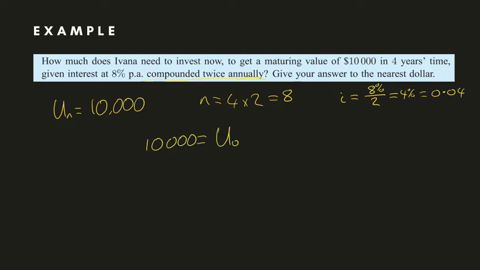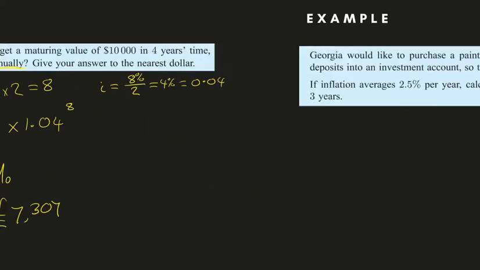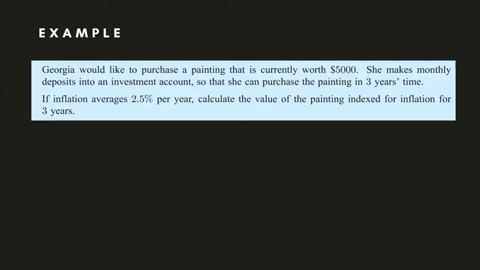So setting up our equation then, we're going to have 10,000 is equal to U0, and U0 is what we're trying to find, right? How much we invest now, the initial amount, multiplied by 1 plus I, 1.04, to the power of n. Well, n is 8. So that's going to be how we set this up. So just dividing through, 10,000 divided by 1.04 to the power of 8 will be our U0. And that is going to be 7,307. Done.